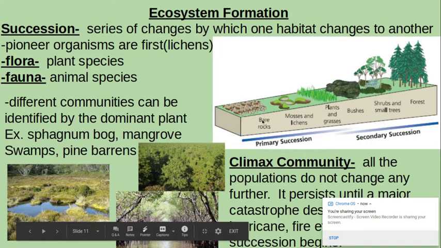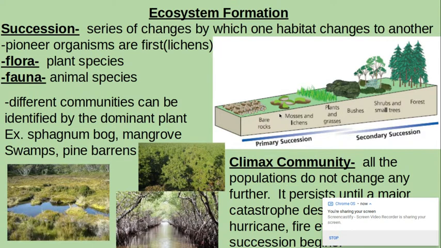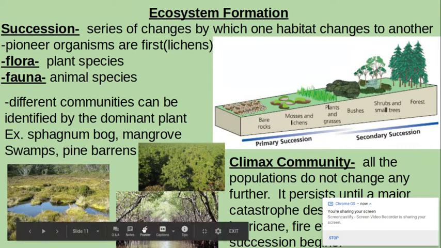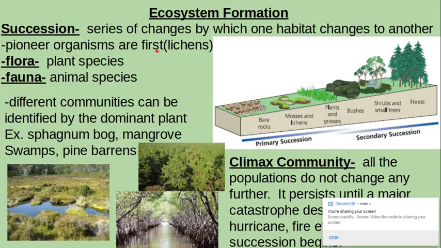You start with bare rocks, then the first organisms to arrive are the pioneer organisms, which we have in the notes right here. They're the lichens, mosses. They'll arrive first. Then you have your plants and grasses, smaller bushes, small trees, and forests. Succession. Flora is the name referred to as all the plant species. Think of flowers. Fauna refers to the animal species. Maybe think of a fawn, like a baby deer.